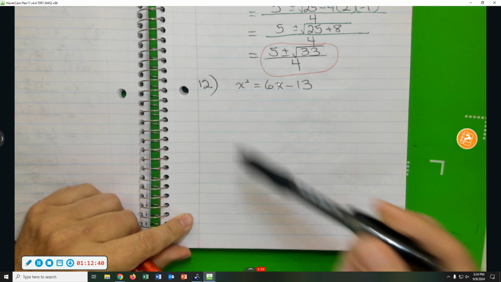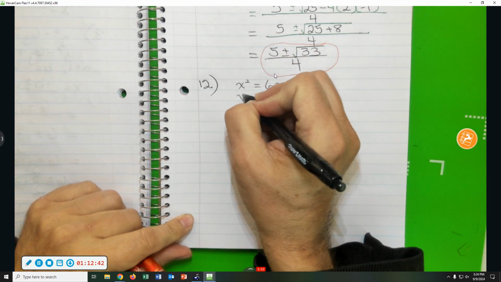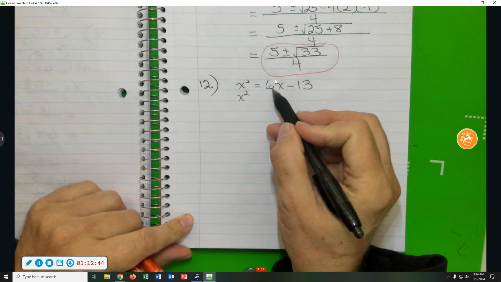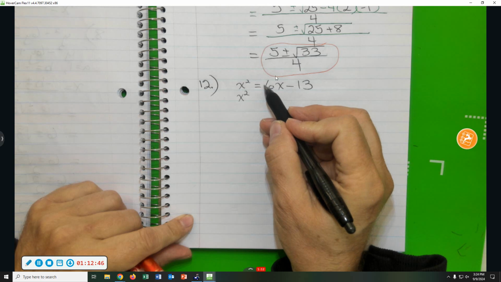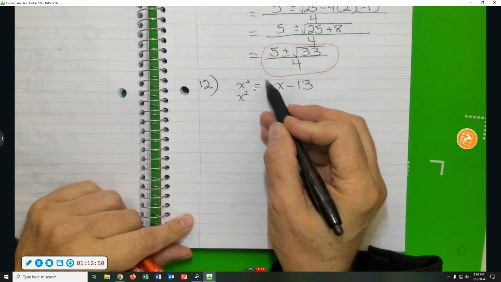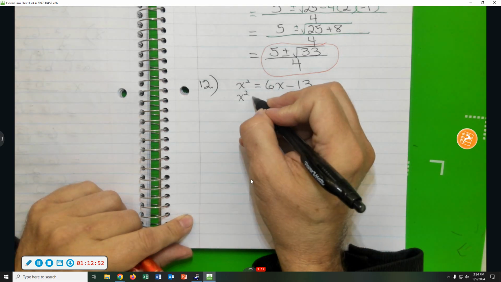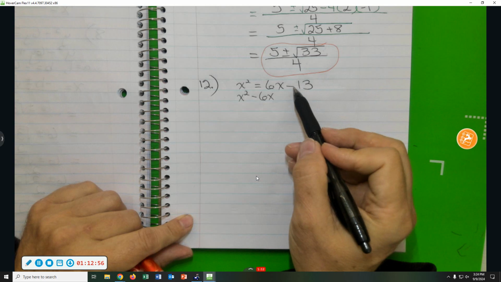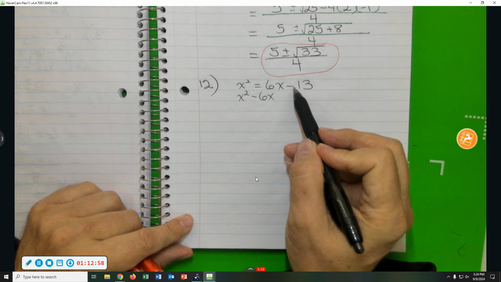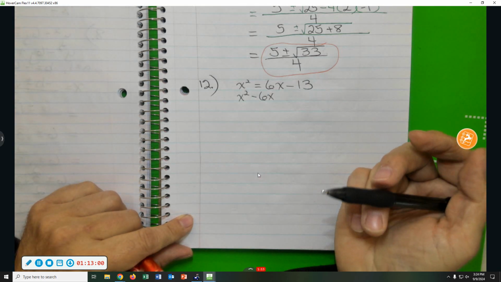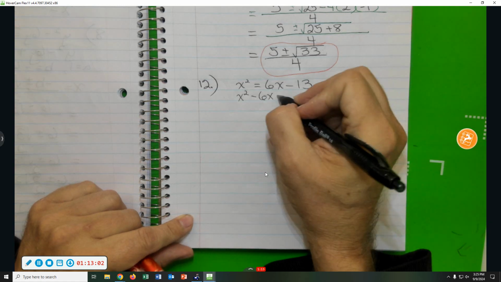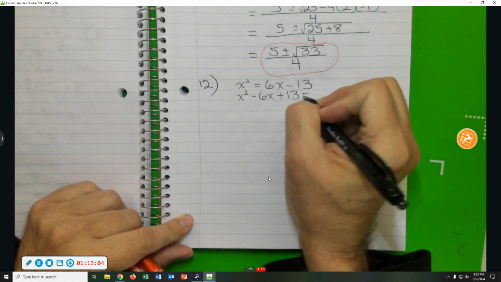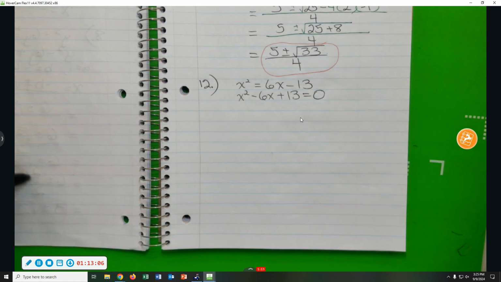So I have that x squared. I'm going to leave it there on the left. I'll move that positive 6x. I don't see a sign, so I assume that's positive. I'm going to move that positive 6 over. That's going to become what? So I have x squared minus 6x. What about that negative 13 there? You move it over, that's going to become a positive 13. Okay. Now we have it in the desired format.